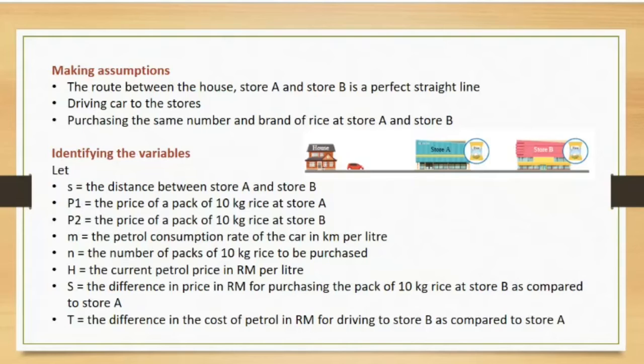P1 equals the price of a pack of 10 kg rice at store A. P2 equals the price of a pack of 10 kg rice at store B. M equals the petrol consumption rate of the car in km per liter. N equals the number of packs of 10 kg rice to be purchased. H, the current petrol price in RM per liter, and capital S, the difference in price in RM for purchasing the pack of 10 kg rice at store B as compared to store A, and a capital T, the difference in the cost of petrol in RM for driving to store B as compared to store A.